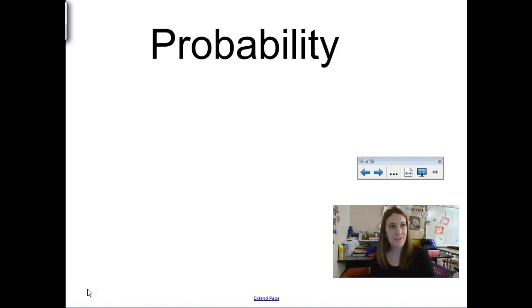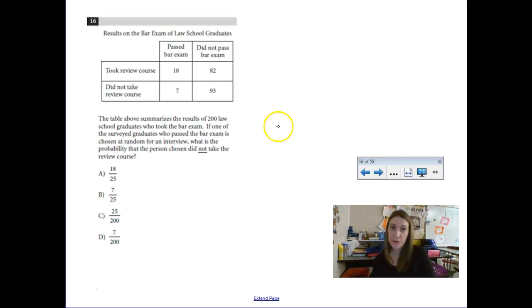Here's our next Fast Five, and it's going to cover the topic of probability. Now, there's not a ton of probability on your SAT test, but I have noticed a theme through a few of the practice tests I've looked at where it does show up. They generally show up in terms of a table, which is good news because that organizes your data nicely.